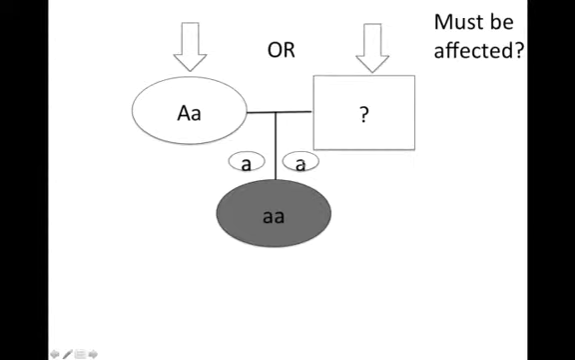Sorry about the sirens. It's true that the individual inherited a little a from the father, but the father could also be a big A little a. And so in this case, it's not the case that if an individual is affected with a recessive trait, one of that individual's biological parents must have the trait. So this is different than dominant.